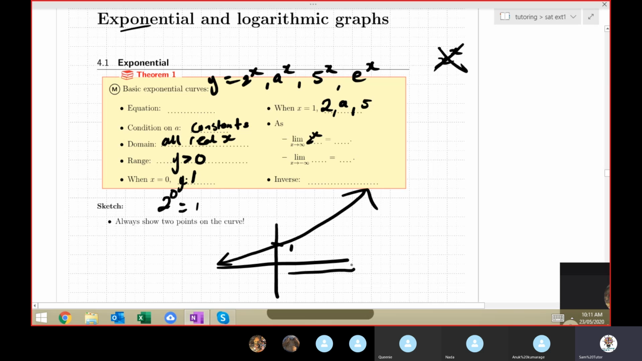What happens to the limit as x approaches infinity for this function? So what's happening as the x values are approaching infinity? What's happening to the y values? They're increasing as well, right? So the y value would be approaching infinity.